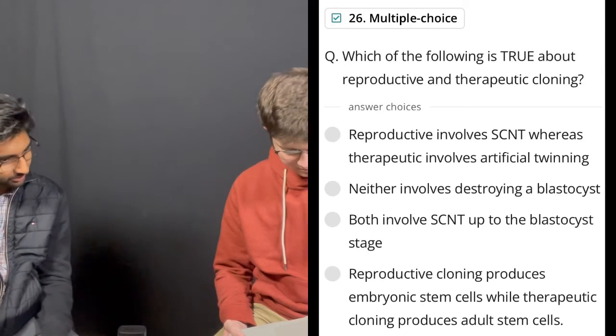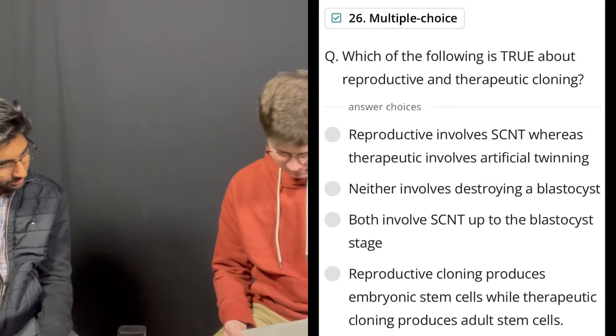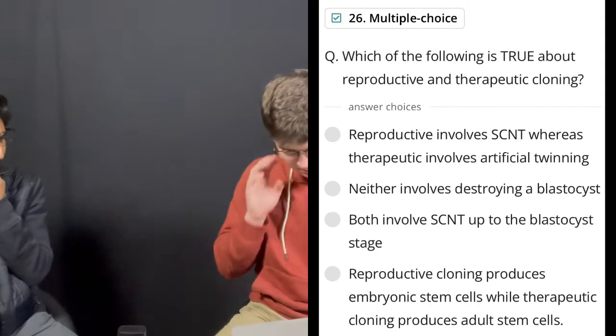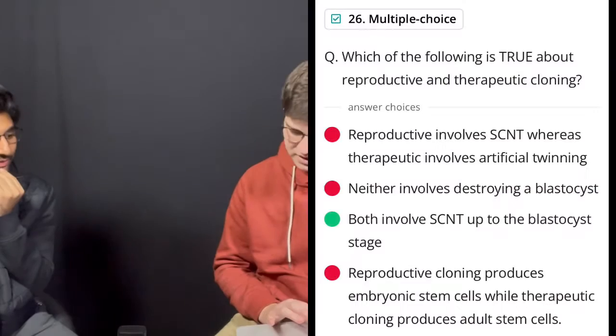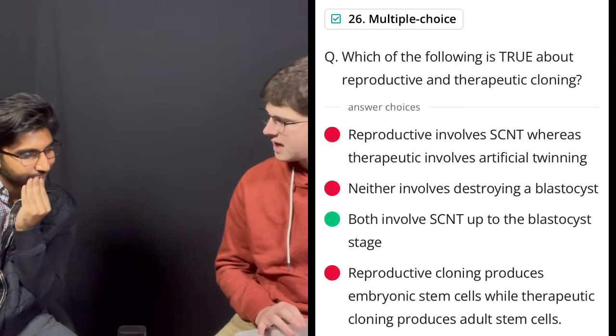A has it backwards, I feel. Reproductive cloning produces embryonic stem cells, while therapeutic. I think I'd go with D. Going with D? I think so. I honestly have no idea. I also don't know. It's C. Both involve SCNT up to the blastocyst stage.